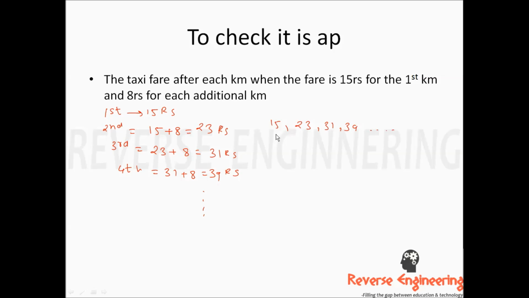Now if I want to find out whether this given sequence is an AP or not, I need to check the common difference. The common difference between these two terms is current term minus previous term, which is 23 minus 15, answer is 8. Again, current term is 31, previous term is 23, the difference is 8. Similarly for this case, the difference is 8 in all cases. As the difference is the same, the given sequence is an AP.